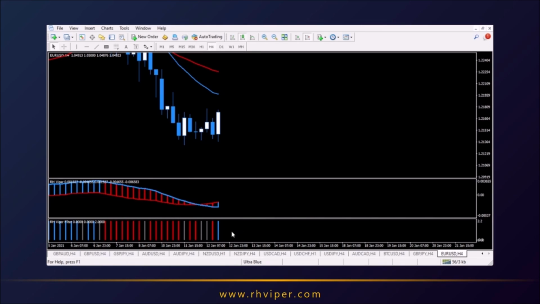Now, when it comes to the RHViper filter, it doesn't matter what color this is at this time. It's more important to look at this when it comes to the trade itself, but not for the trend. It's blue, but again, that doesn't much matter right now.